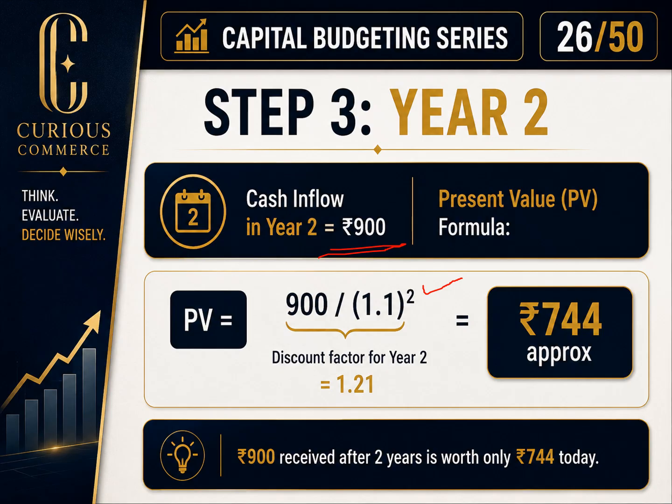Observe something interesting. Even though cash inflow increased from 800 to 900, the present value is not increasing heavily because the longer waiting period reduces the value. This is very important in financial logic. Money received later is less valuable. Managers always consider this before investment. Now, the second year is also complete. We move towards the third year.